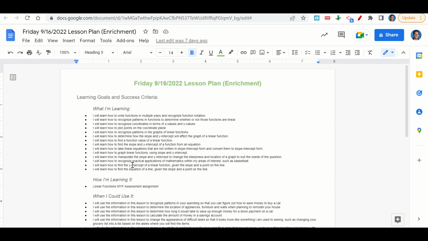basketball, to find the y-intercept of a linear function given the slope and a point on the line, to find the equation of a line given the slope and a point on the line. How are we learning it? Through the linear functions MYP assessment assignment.